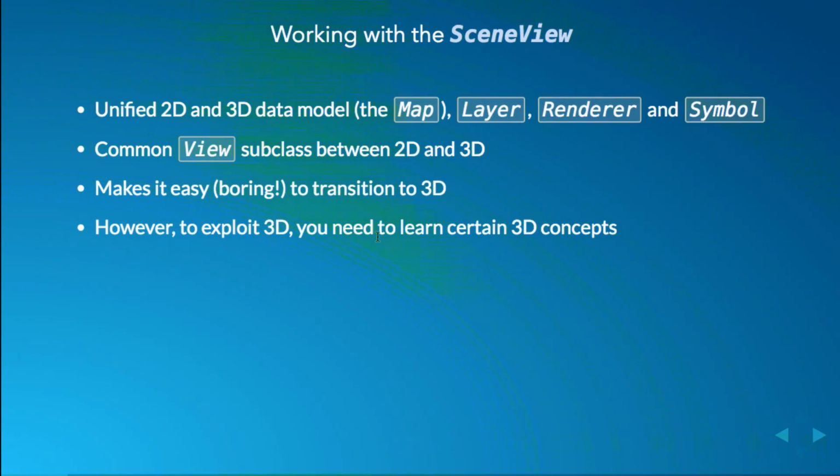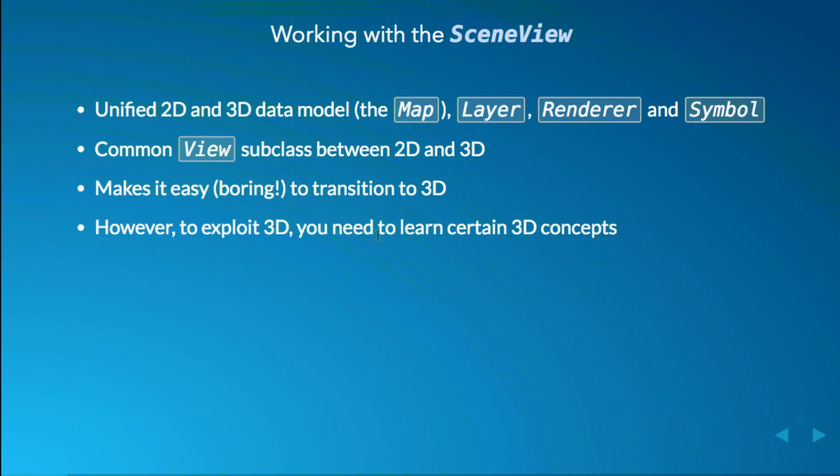So I already mentioned this a little bit. There's a unified 2D and 3D data model. So behind this is the base class that we have for storing the layers and stuff like this, which is the map. And you can use the map in both the map view and the scene view. I'm going to talk a bit about what the web scene is a bit later, which is specific for 3D. We have layers, we have renderers and symbols. All of these things, they are the same.